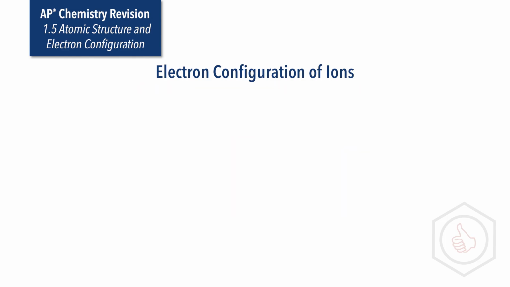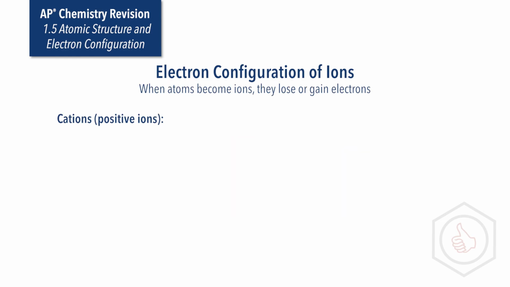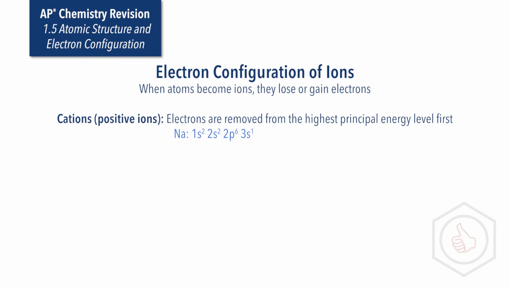When atoms become ions, they lose or gain electrons. Cations are positively charged ions that are formed when atoms lose their highest energy electrons. For example, sodium will lose its 3s1 electron first to become 1s2, 2s2, 2p6, because the 3s1 electron is the highest energy electron in the atom, so takes the least amount of energy to remove.